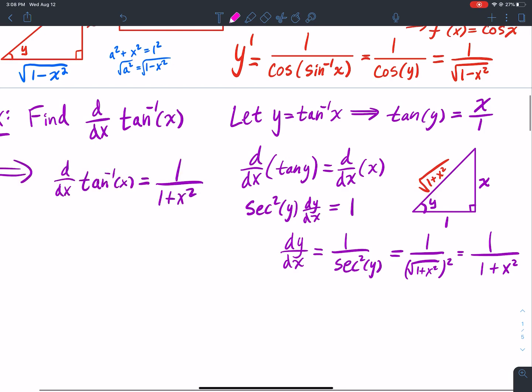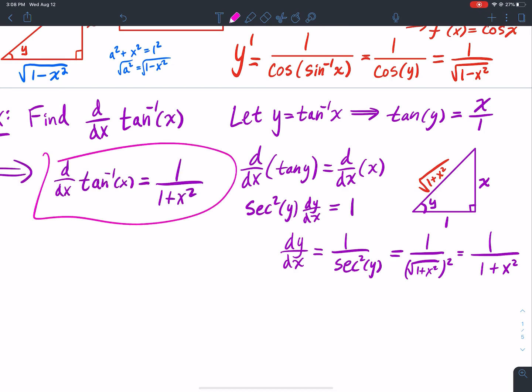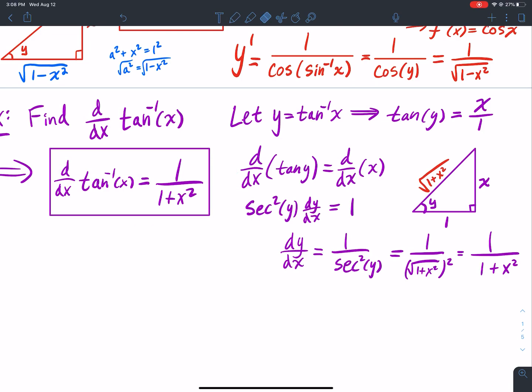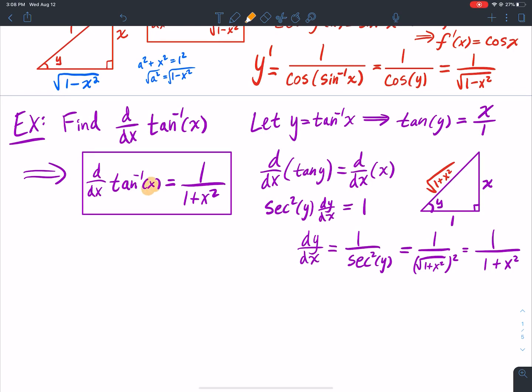So what does this tell me? It tells me that the derivative of arctangent, or tangent inverse, is equal to 1 over 1 plus x squared. Whatever that something is in here, I square that something right there. And if it's not exactly the same thing in there, then I need to use the chain rule. But that's the rule.